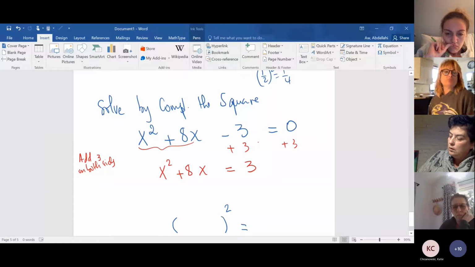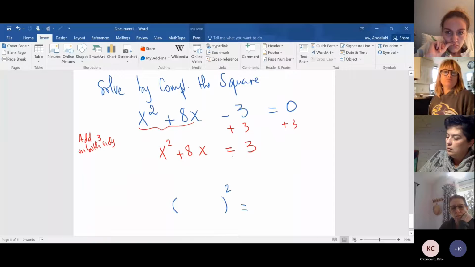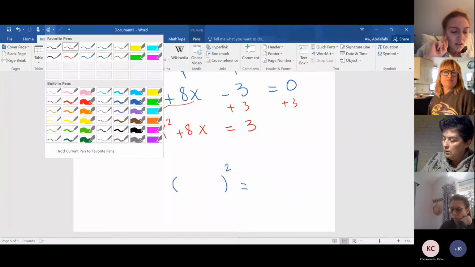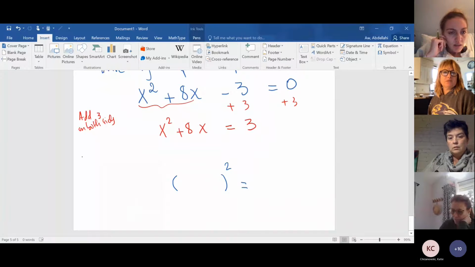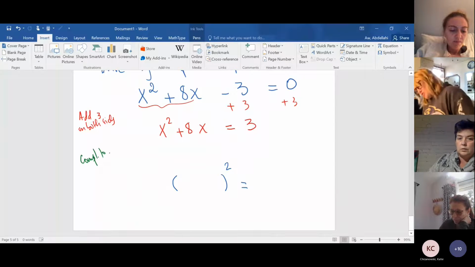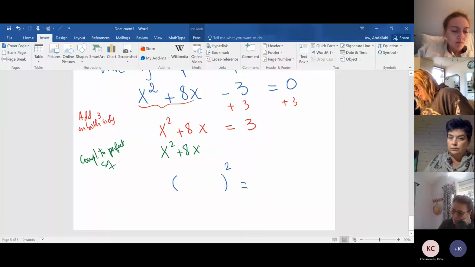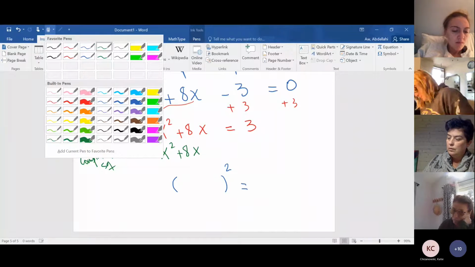You see now? I want to make it a perfect square. So I know one number is missing. So complete to a perfect square. That is why the method is called completing the perfect square. I know I have to add a number to x squared plus 8x. I have to add one number to make it a perfect square, right?